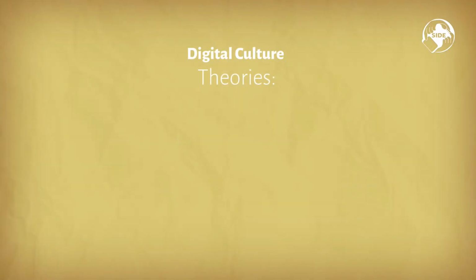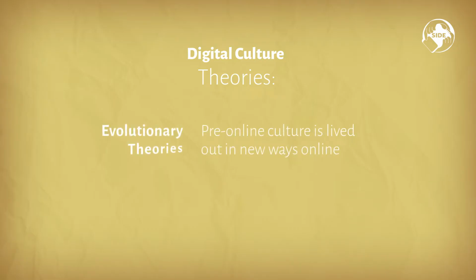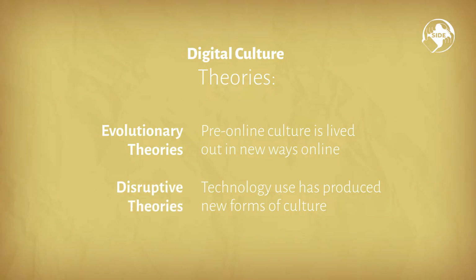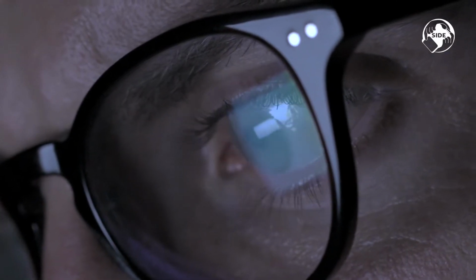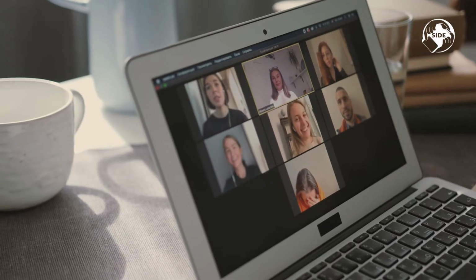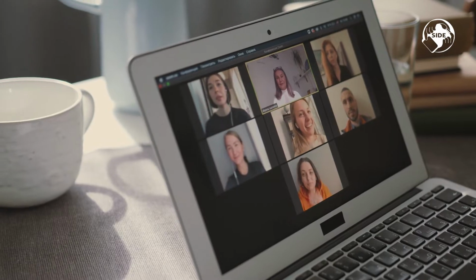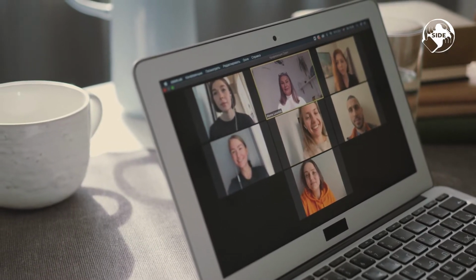It is open to debate whether the cultures we had before online technology are now simply lived out in new ways, which is what evolutionary theories state, or if our use of technology has produced entirely new forms of culture, which is what disruptive theories claim. Both ideas are defensible. Generally, our cultural roots stay valid in digital spaces, but we now also rely on completely new features of technology that shape our culture.